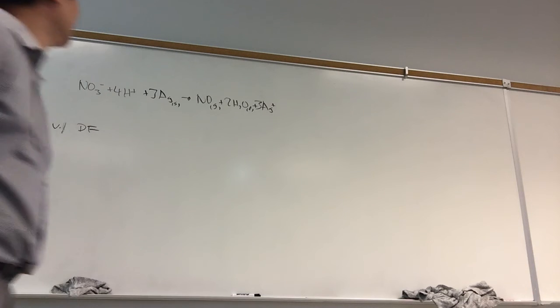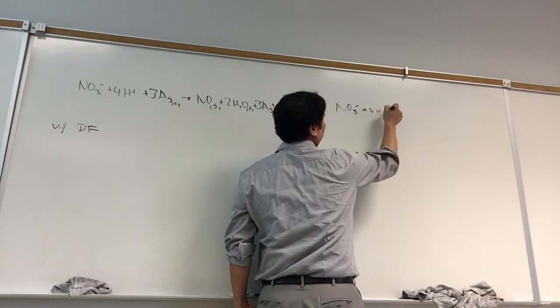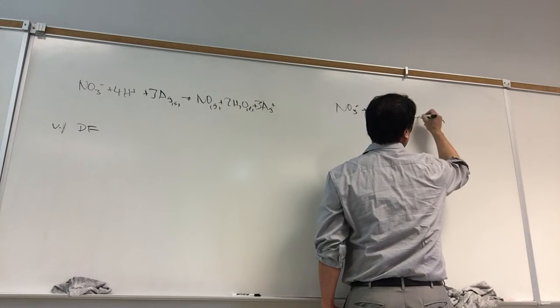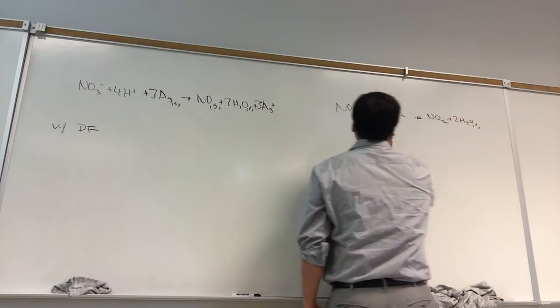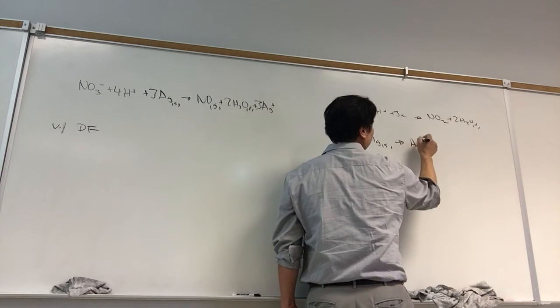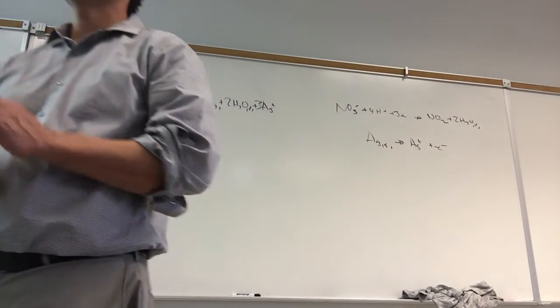And so, I don't know why I erased it, I'm going to rewrite it. Nitrate plus 4H+ plus 3 electrons yields NO plus 2H2O liquid. Ag solid goes to Ag+ plus an electron. All right, assign it for me.